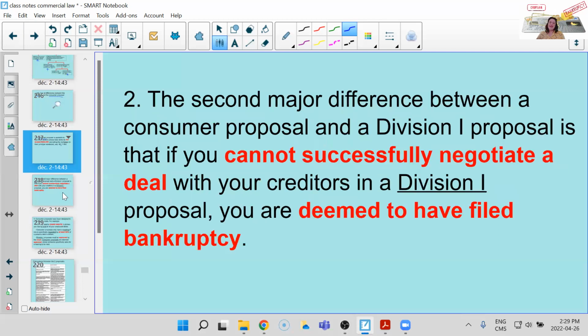Second difference, exactly the one that I was telling you before. If you don't successfully negotiate a deal in a Division 1 proposal, you're deemed to have filed bankruptcy. Whereas in a consumer proposal, the creditors' rights are reinstated. And that doesn't mean that you cannot try a second proposal. If you are doing a consumer proposal and it fails, you can try another one. In a Division 1 proposal, it's a one-shot deal. If the trustee proposes that at the creditors' meeting and they refuse, bankruptcy.